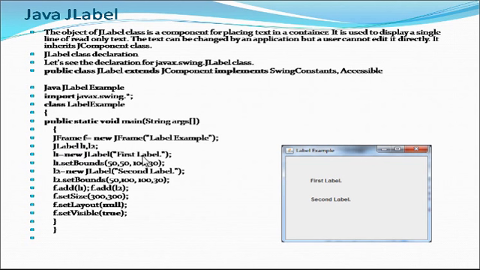The first label sets the bounds 50, 50, 100 and 30, and the second label sets the bounds 50, 100, 100 and 30. These are the coordinates of the labels. Then setBounds, add, setSize, the same as in previous classes. These are all predefined methods defined in javax.swing.